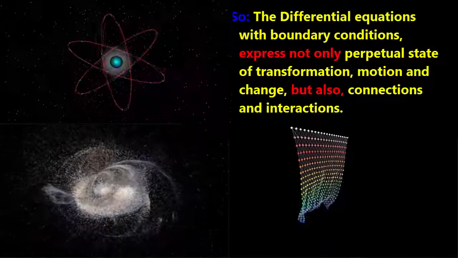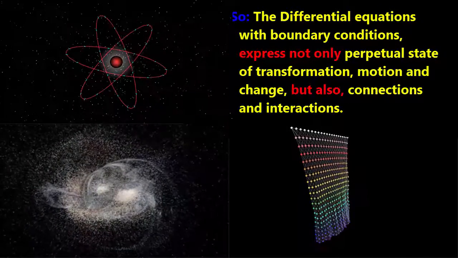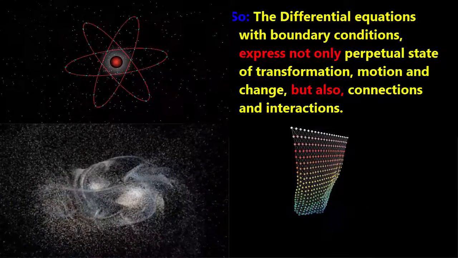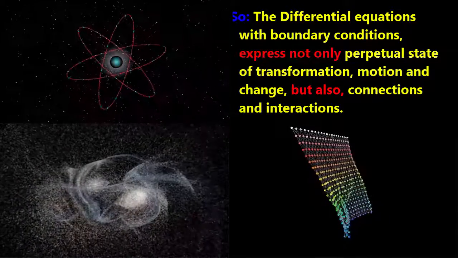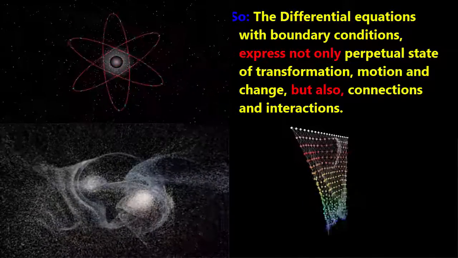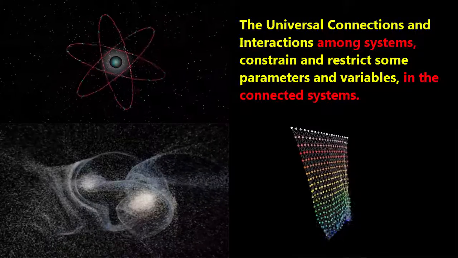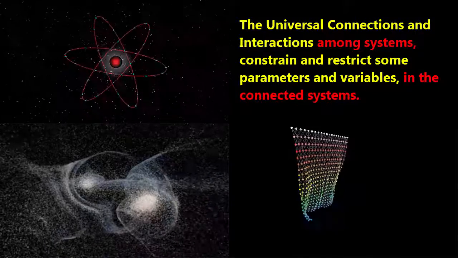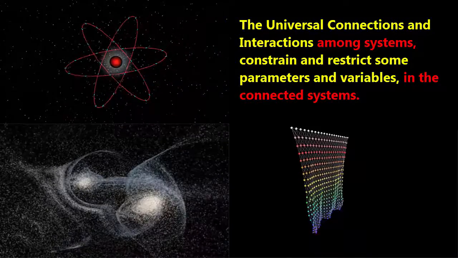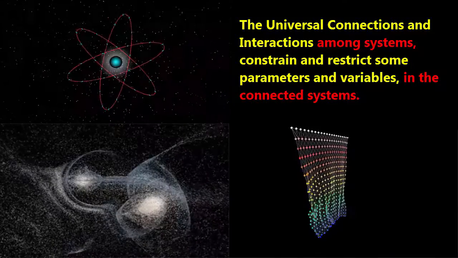So, differential equations with boundary conditions express not only the perpetual state of transformation, motion and change, but also connections and interactions. The universal connections and interactions among systems constrain and restrict some parameters and variables in the connected systems.